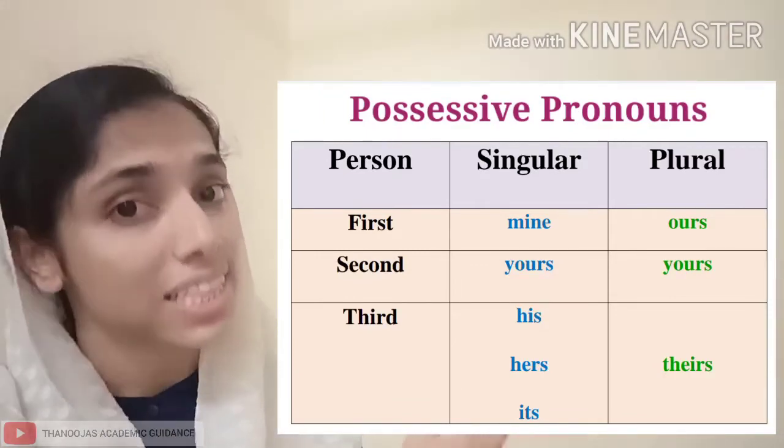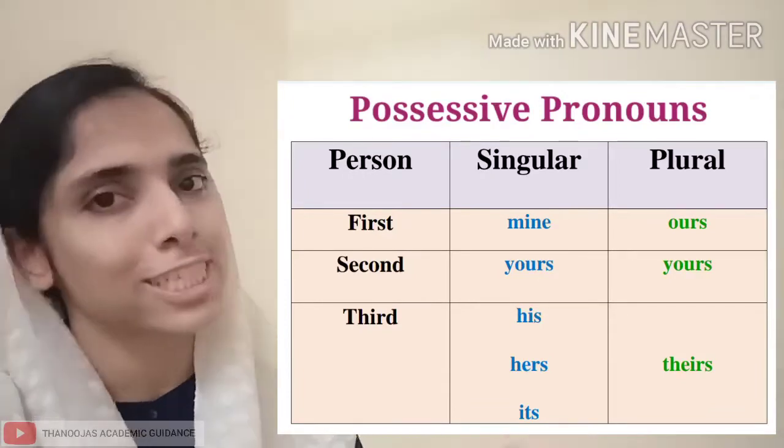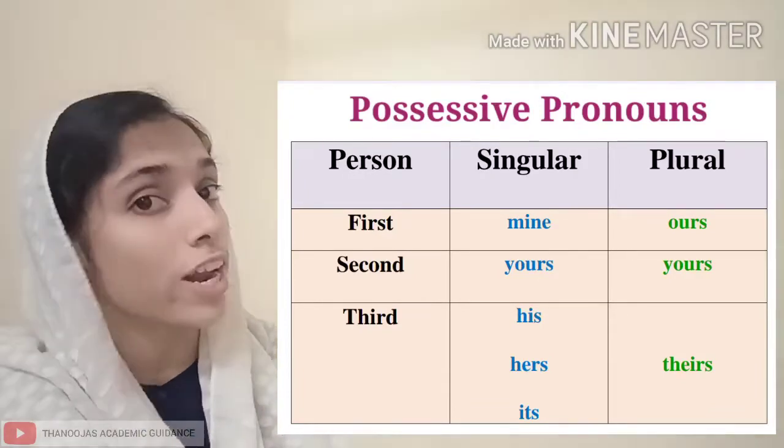Theirs is the third person plural possessive pronoun. These are the main possessive pronouns in English. Is that clear for you? Okay, now let's do a task.